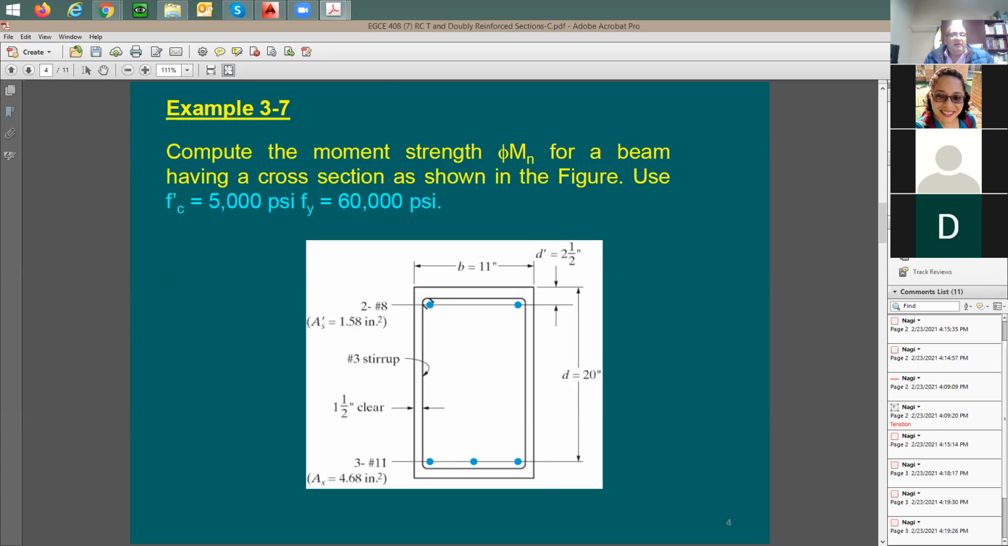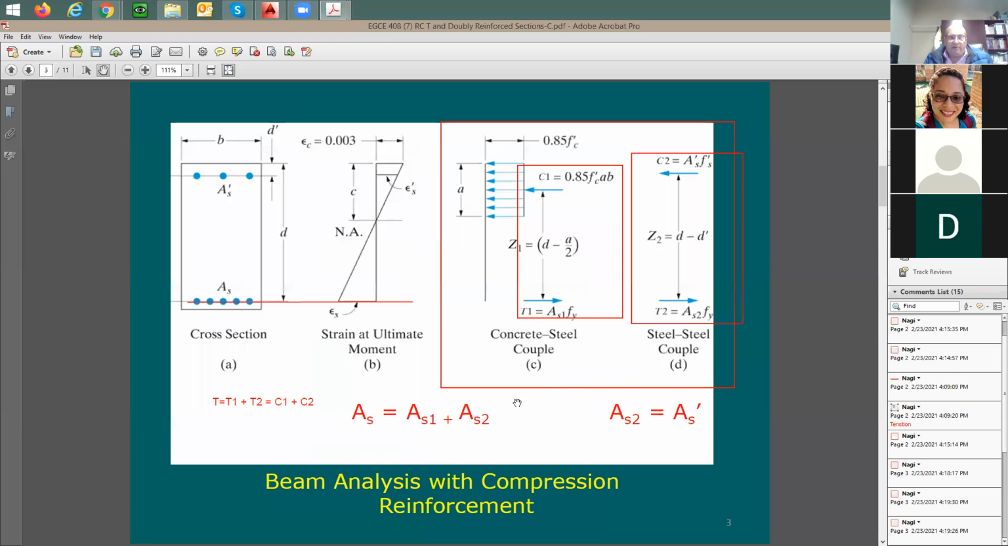The information I need for this problem is going to be this information, right? B and D prime, the depth, AS prime, and AS. Good. Now at the beginning, let me assume the top and bottom steel is yielding. So in the top, you're going to have Fy, in the bottom, you're going to have also Fy. And in this case, AS1 is going to be equal to the difference between this and that, right? And AS2 is going to be equal to AS prime, like what I've done here, right?